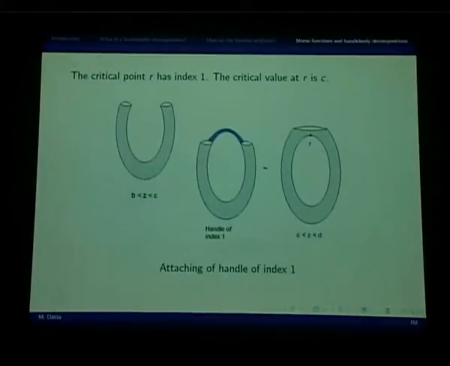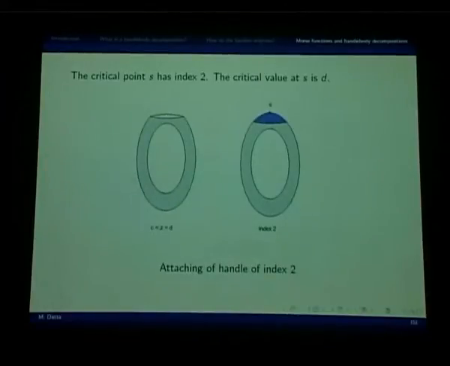So, from cylinder to this third figure, I have attached again, because the point R was also a critical point of index 1. So, I have attached a handle of index 1 and got this third figure here. And finally, I have attached a handle of index 2 in dimension 2 to get the whole torus. So, this is just an example, but this is exactly what happens if you work with a function which has all critical points non-degenerate.